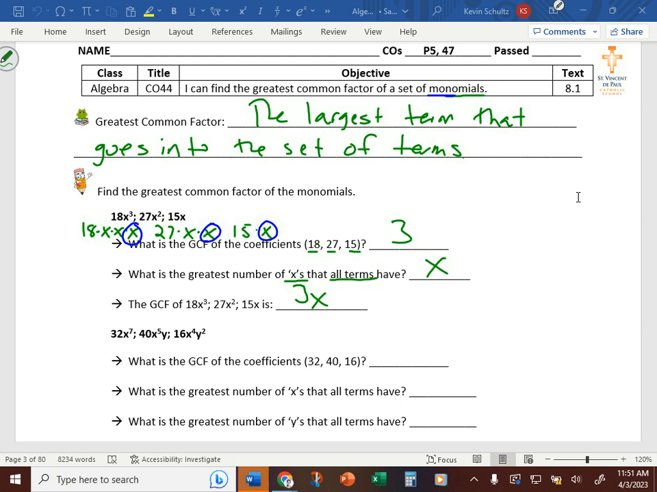You find the coefficients first, the GCF of the numbers first, then the variables, and put them together. Questions on that? Okay, let's look at the next one.